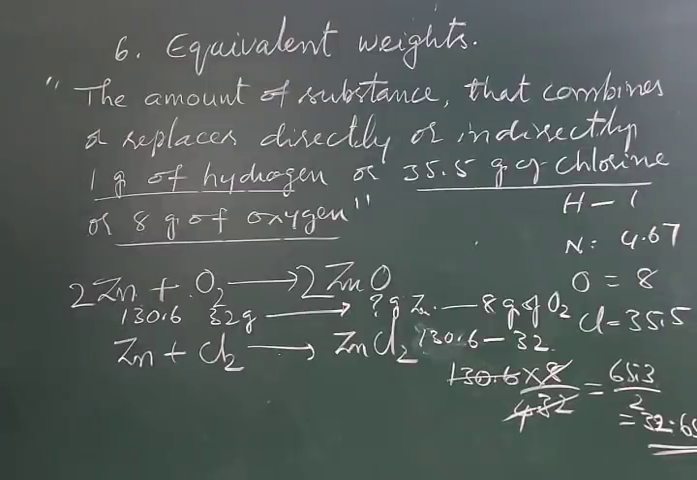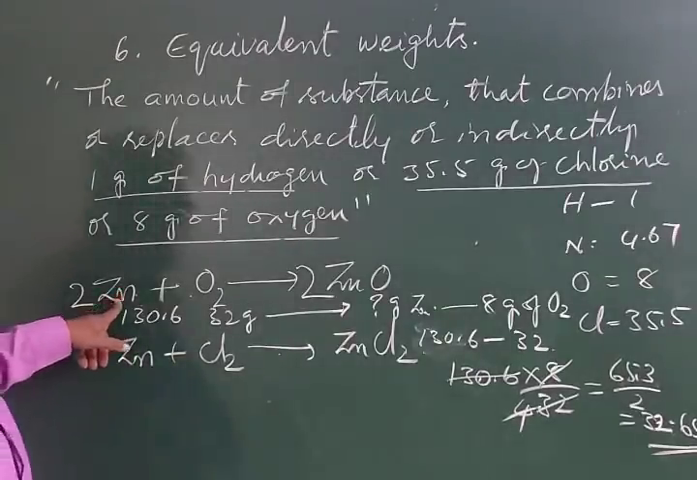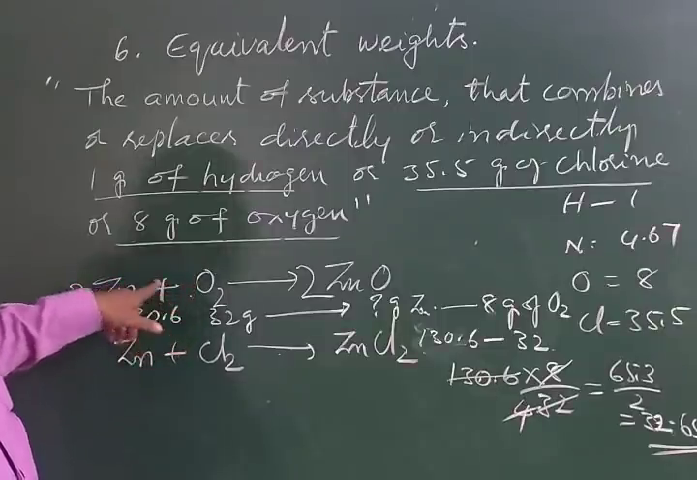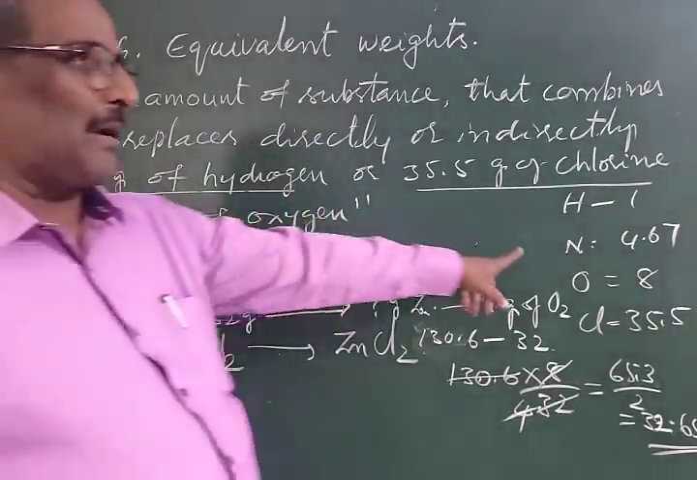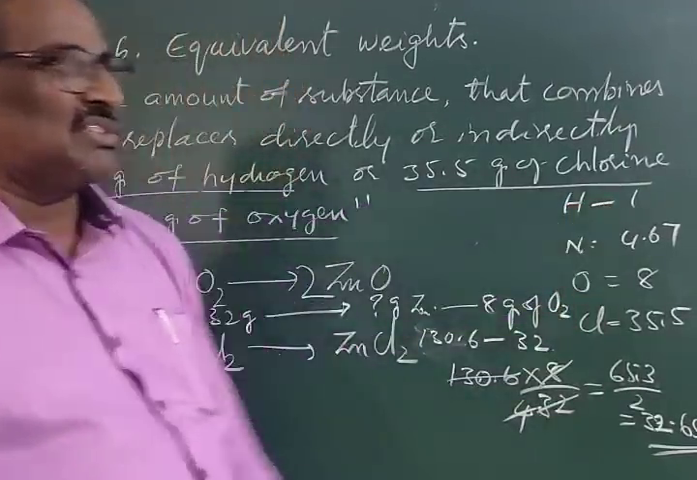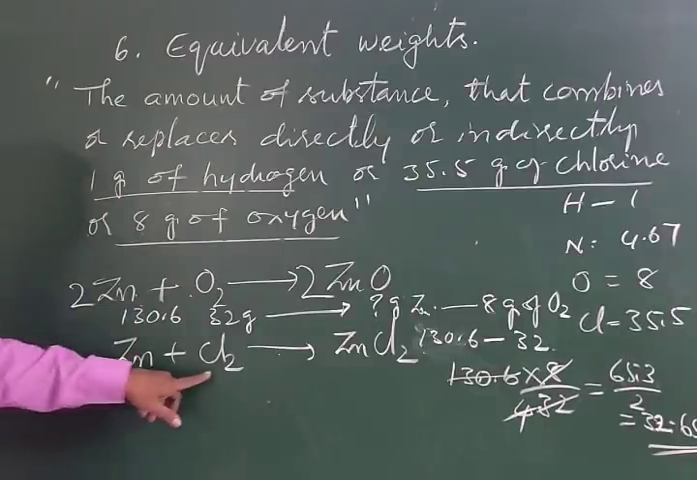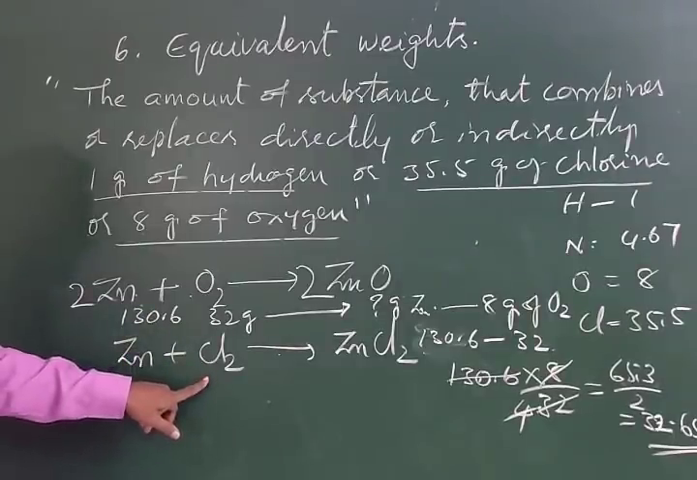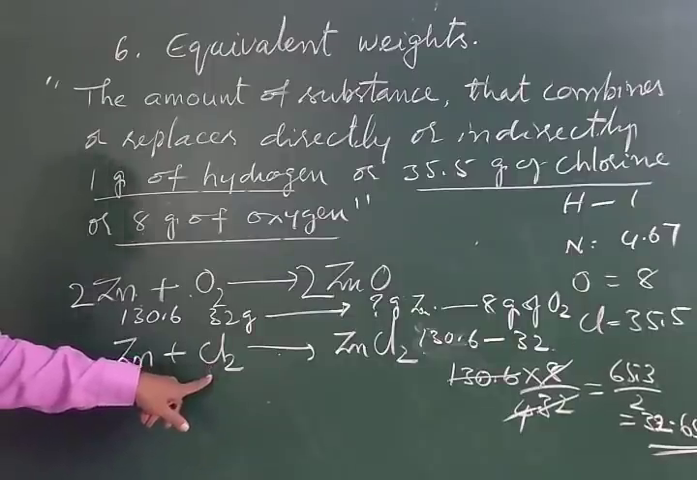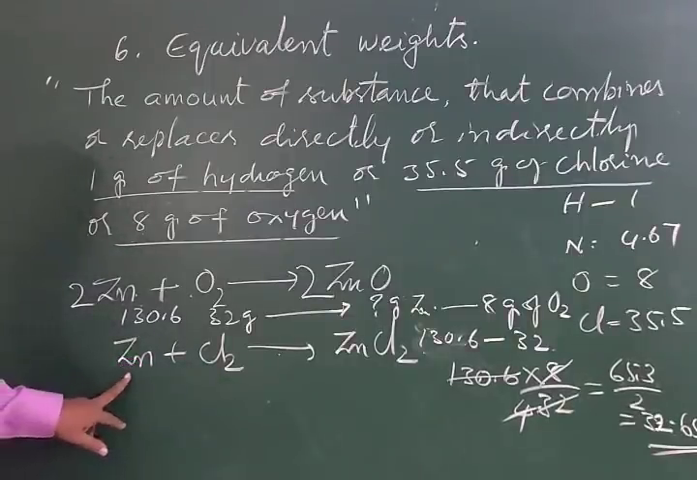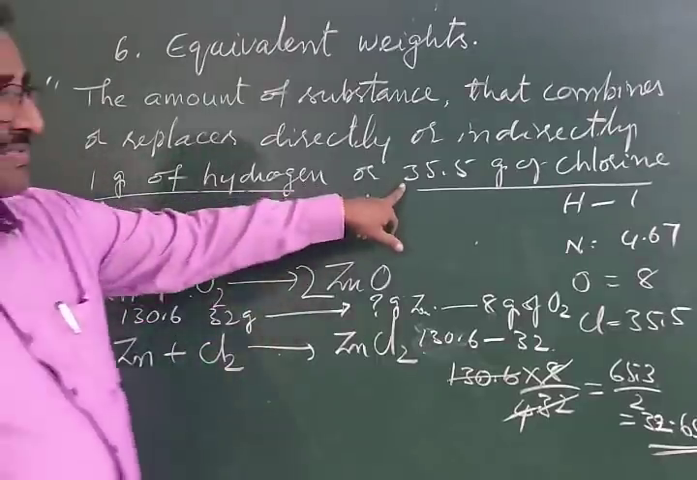32.65 will be the equivalent weight of zinc. Actually, zinc is not reacting with oxygen, but the equivalent weight of zinc can be calculated by comparing with the amount of zinc that can react with 8 grams of oxygen, which is equivalent to 1 gram of hydrogen. In the same way, in the other example also, zinc reacts with chlorine. 65.3 grams of zinc reacts with 71 grams of chlorine. How much zinc reacts with 35.5 grams of chlorine?